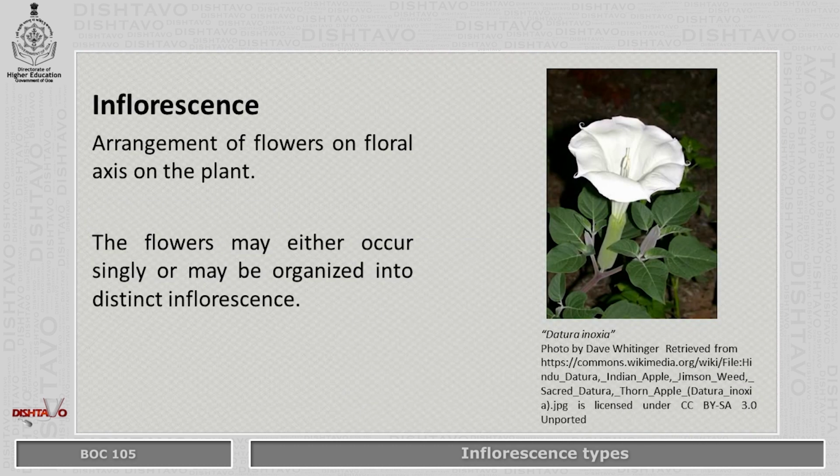Inflorescence is the arrangement of flowers on the floral axis on the plant. Flowers may either occur singly or may be organized into a distinct inflorescence. When the flower occurs singly, it may be positioned at the terminal apex or in the axil of the leaf. When it occurs at the terminal position, it is called solitary terminal, and when it is found in the axil, it is called solitary axillary.